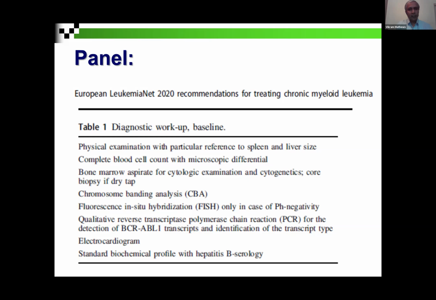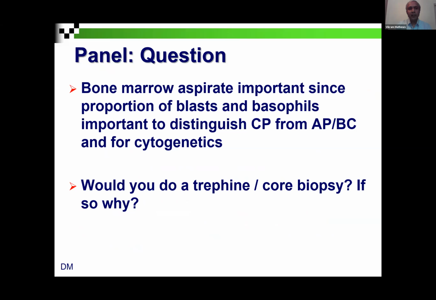Thanks, Dr. Prashant. I think the important thing is the biochemical profile is all important because especially when you're choosing drugs, you may choose one over the other depending on what kind of comorbidities exist and some amount of data on hepatitis reactivation of some of these infections that one has to worry about with these agents. Moving on, we do a bone marrow aspirate as suggested. We do a bone marrow aspirate because I think most people do this because the proportion of blasts and basophils are important to distinguish between chronic phase, accelerated phase and blast crisis.